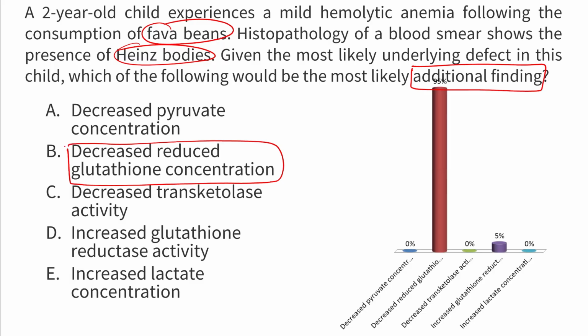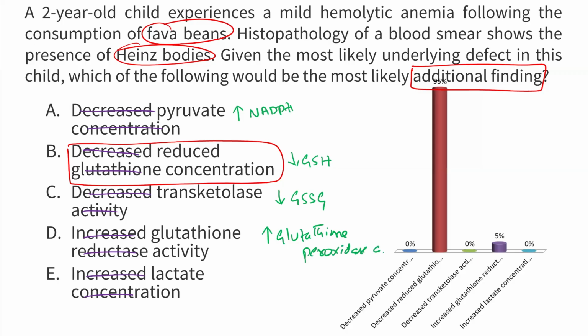If the choices were something like this, if I made this question, these are my choices: increased NADPH; decreased GSH; decreased GSSG; increased glutathione peroxidase activity; increased glutathione reductase activity. Okay, what is your answer?